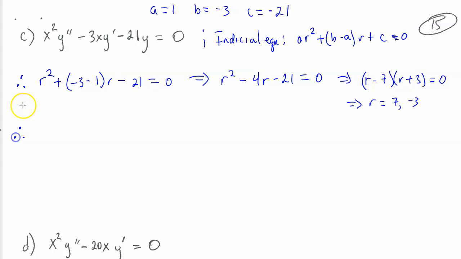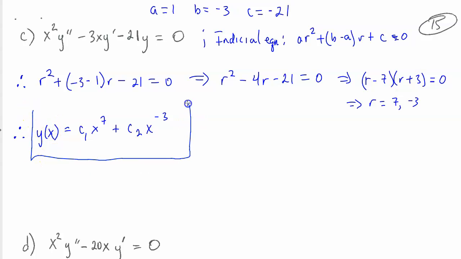So therefore, our general solution is just going to be C1 x raised to the first one, which we'll just say 7 here, plus C2 x raised to the second one, which will be the negative 3. This would be our general solution.